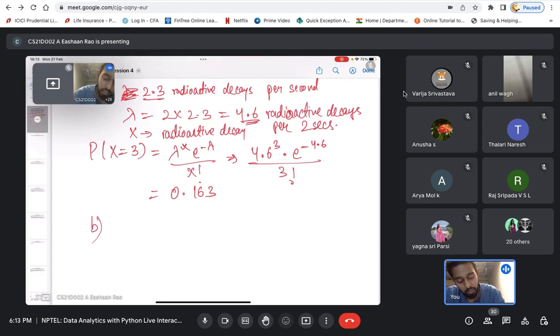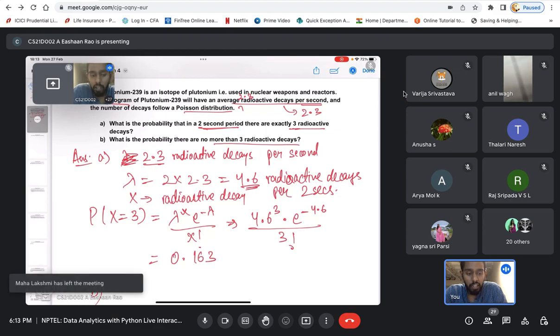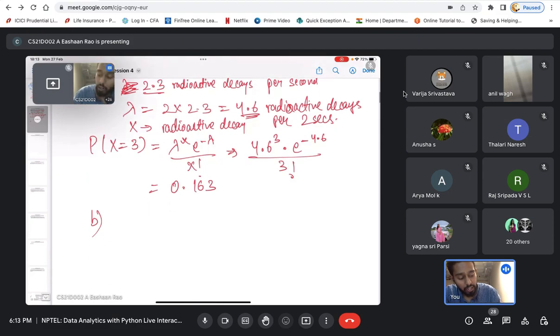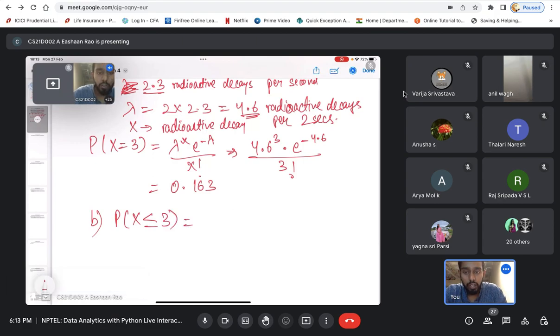So the next question is, what is the probability that there are no more than 3 radioactive decays? Within a 2-second period, on average, can I get 3 or fewer radioactive decays or not? For this, I have to write x less than or equal to 3. This is how I should find it.